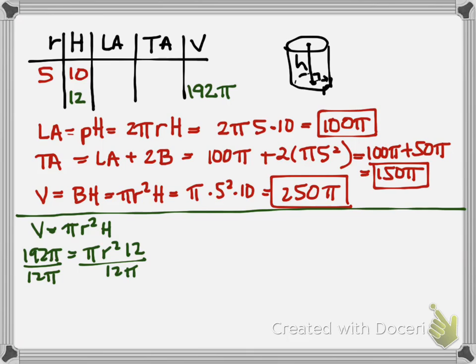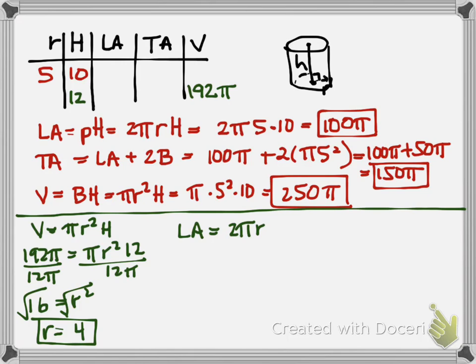12 goes into 19 once with 7 left over, and 12 goes into 72 6 times. Take the square root of both sides, and we don't worry about the negative because we can't have a negative length. So now I have r. Okay, that is going to go into my first box. And now knowing that, I can do lateral area and volume pretty quickly. So we have perimeter, which is 2 pi r times the height. So I get 2 pi times 4 times the height of 12. So I get 8 times 12, which is 96 pi.